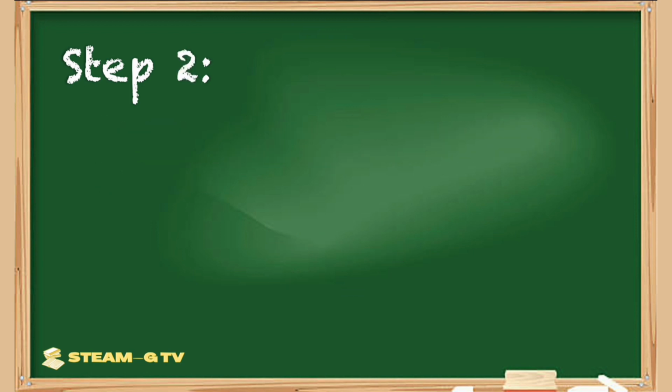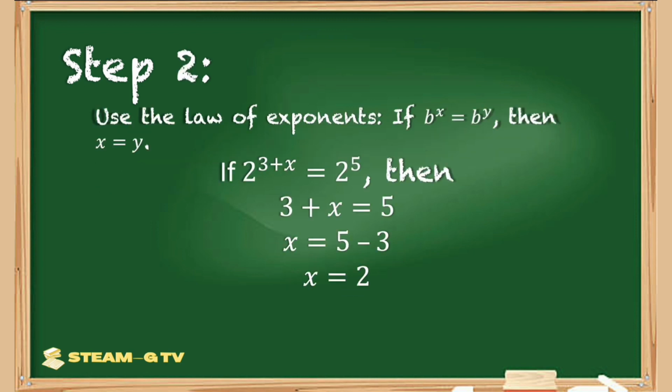Now, let us again use the law of exponents, which states that if b raised to the power of x equals b raised to the power of y, then x equals y. So if 2 raised to the power of 3 plus x equals 2 raised to the power of 5, then 3 plus x equals 5. Then we are going to transpose 3 to the right side. The equation then becomes x equals 5 minus 3, which leaves us with x equals 2.